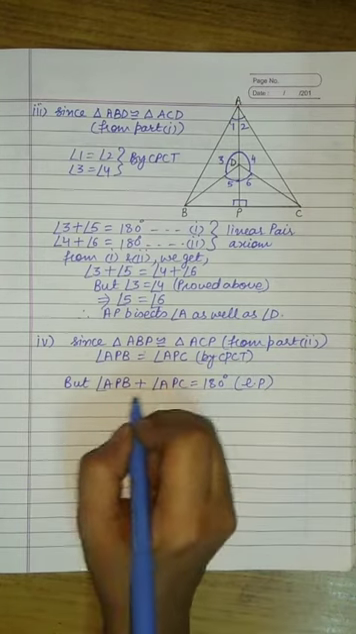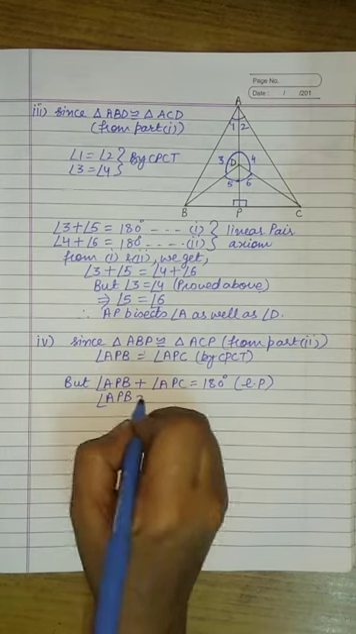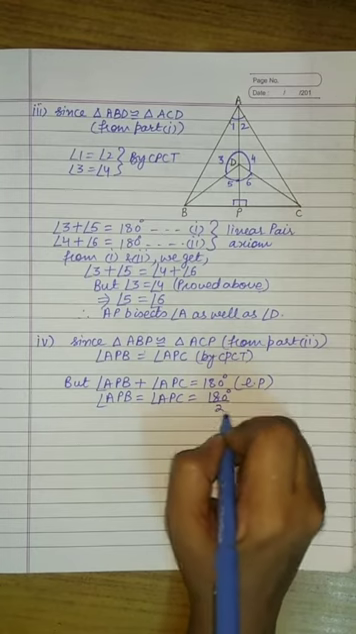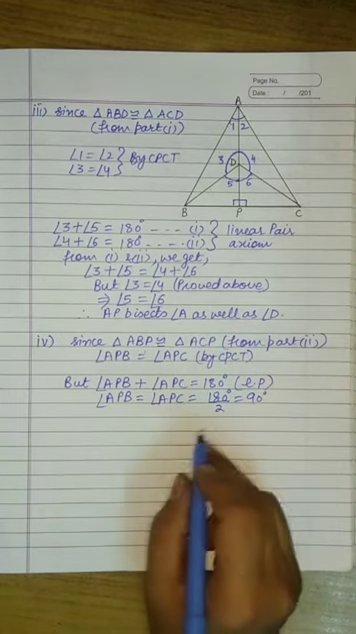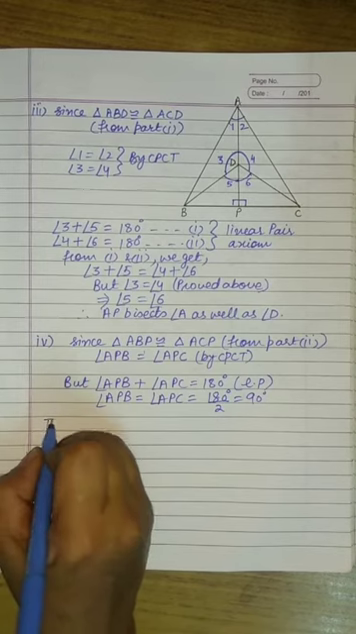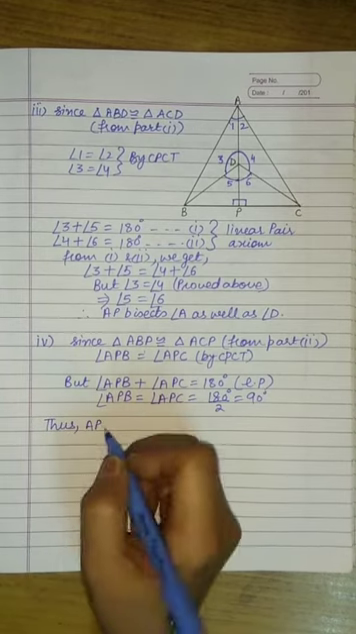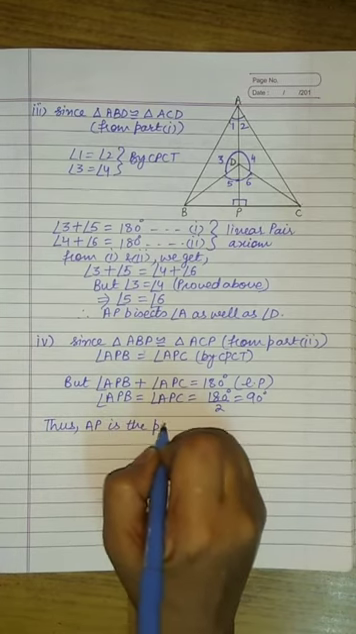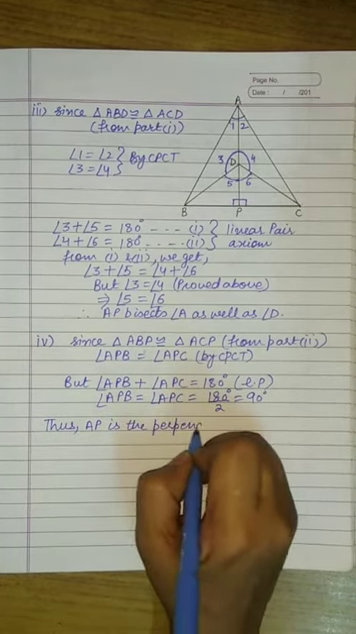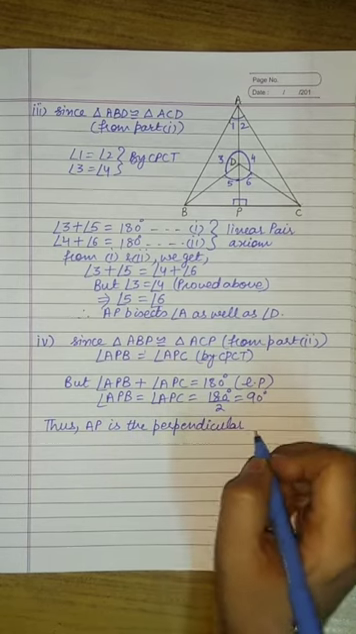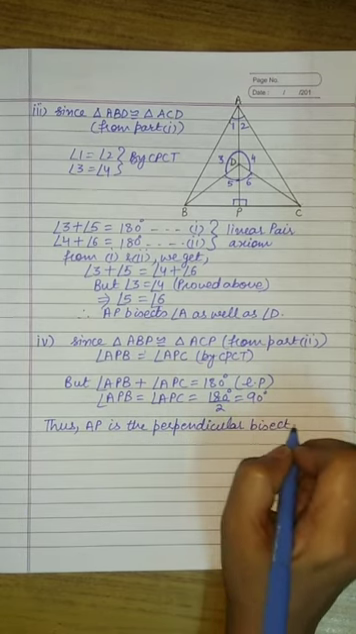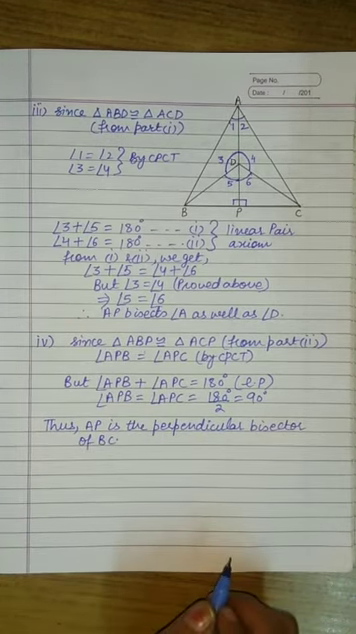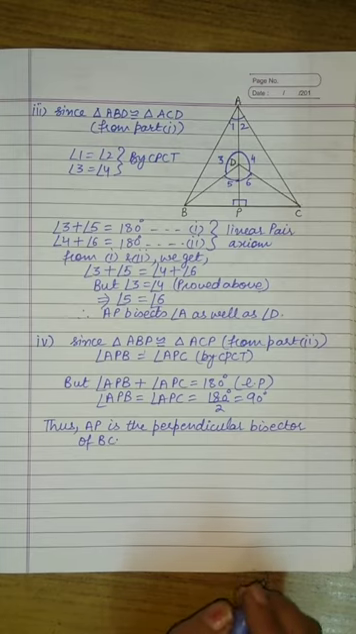But both the angles are equal, so we will write angle APB is equal to angle APC is equal to 180 degrees divided by 2, which is 90 degrees. If both the angles are 90 degrees, it means AP is the perpendicular bisector of BC. Now our question number 1 is completed. We will start question number 2 in the next video.